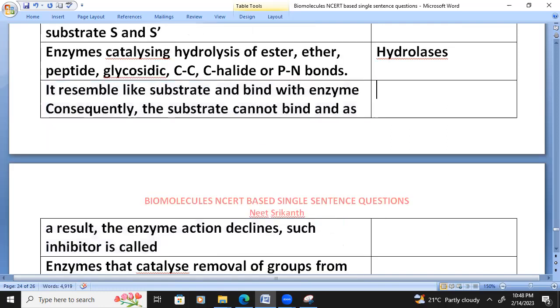It resembles the substrate, so it can bind with an enzyme. Consequently, the substrate cannot bind, and as a result, enzyme action declines. Such an inhibitor is called a competitive inhibitor.